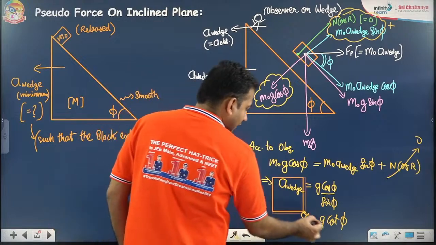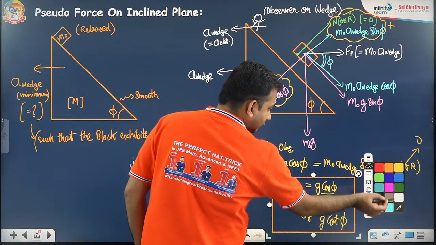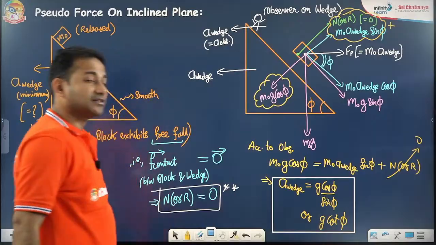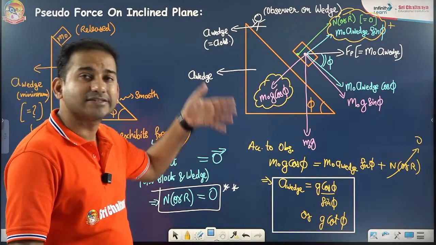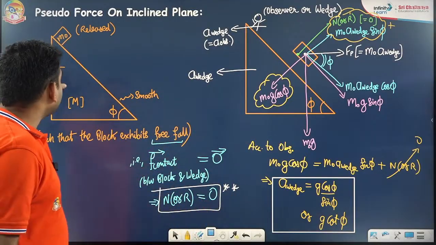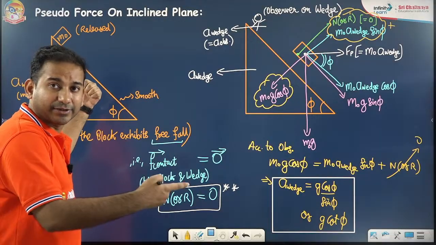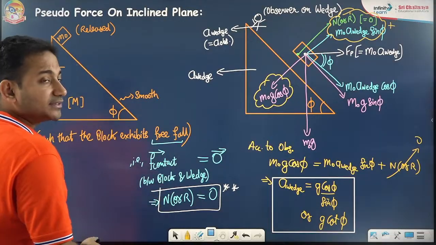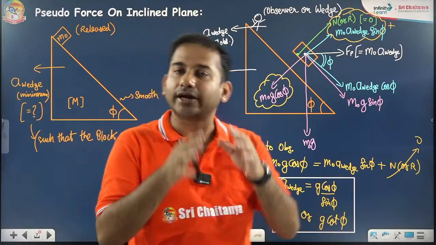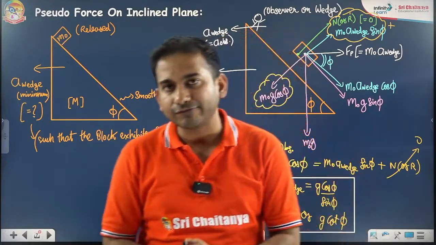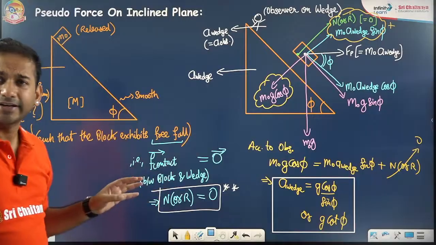So this is the minimum value of the acceleration of the wedge for which the block will exhibit free fall. If you provide some acceleration greater than this, as it is the minimum, then definitely the wedge will be removed and the block will still be exhibiting free fall. Okay, right? So what did I do?